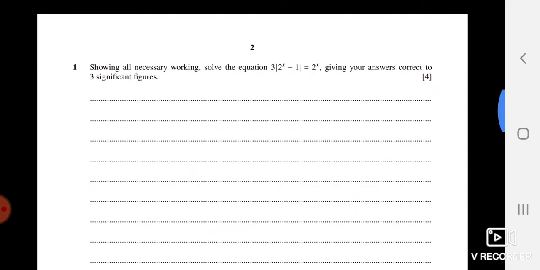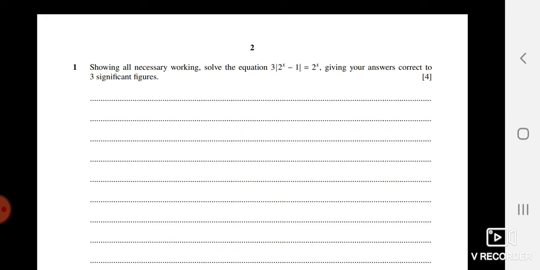Let me read the first question, showing all necessary working. Look, this is a question containing an absolute function. There you see 2^x. You will suppose 2^x is equal to y, and then you will plug this value of 2^x as y in this given function, and then you will have a simple equation: 3|y − 1| is equal to y. Then square both sides, and by squaring you will get a quadratic equation.